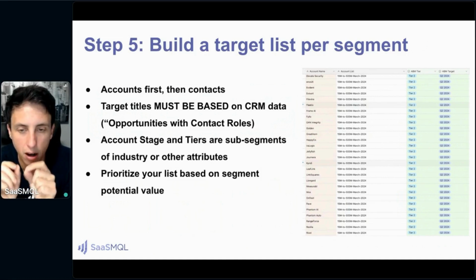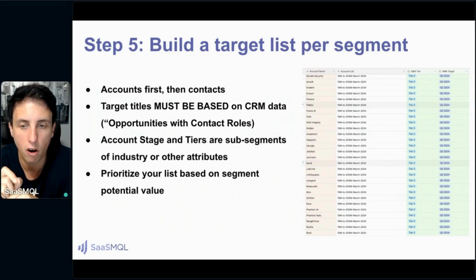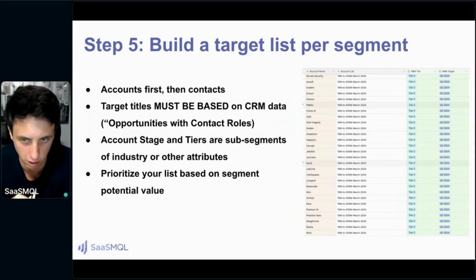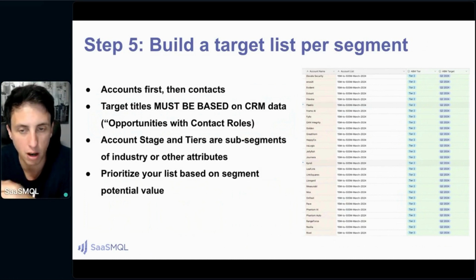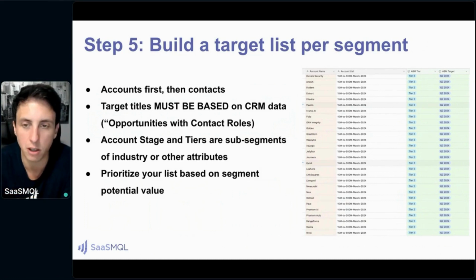But even the contact list and the target titles must be based on your actual CRM data. So that should be based on the opportunities that your sales team closed. So you can look at what contacts, what roles were involved in those opportunities.